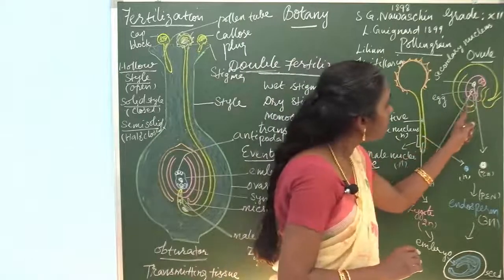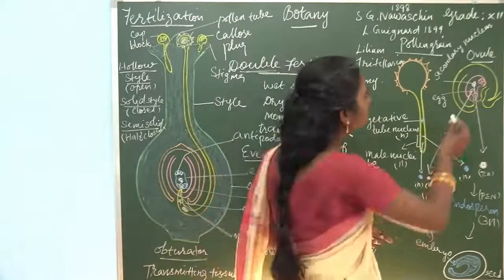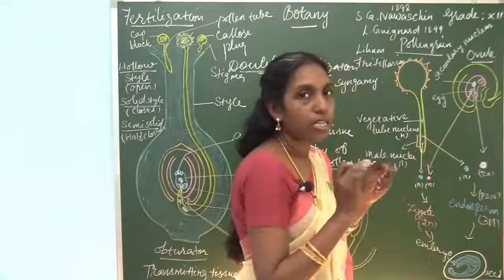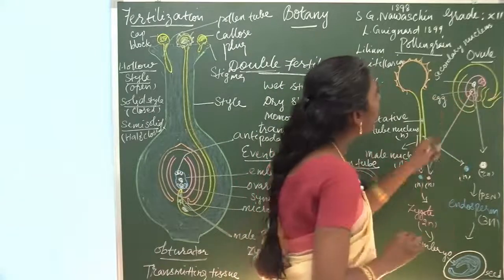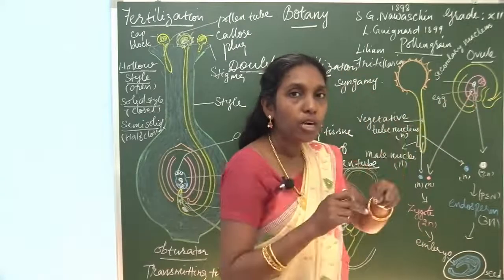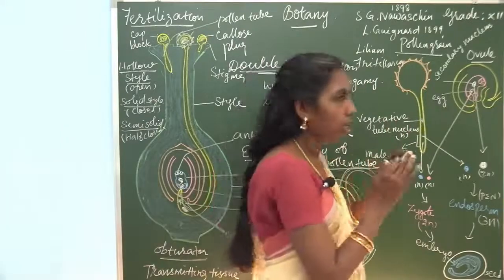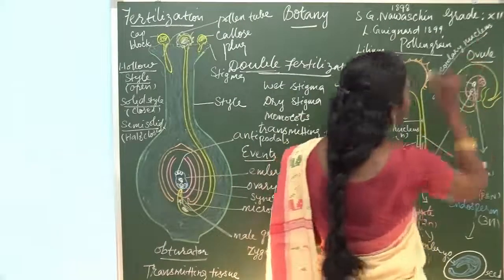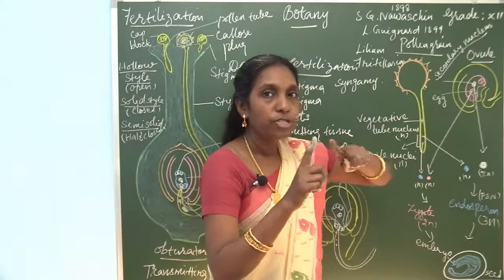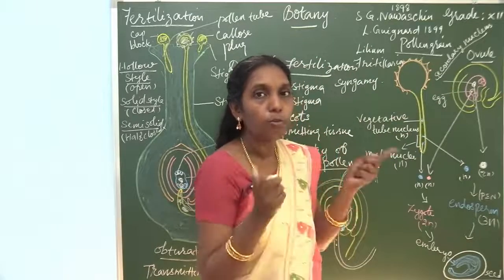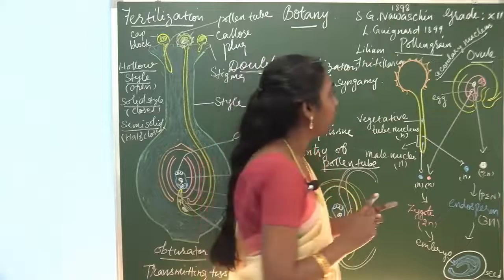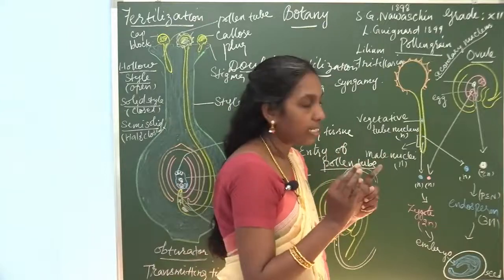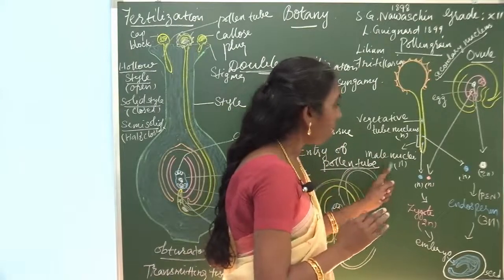And this is the embryo sac, which consists of antipodals, the egg apparatus, which consists of synergids and the egg, and the polar nuclei. The two polar nuclei have already fused together and formed a secondary nucleus. So one fusion is already taking place in the polar nuclei. Now from here there are two male gametes, that is male nuclei, haploid.